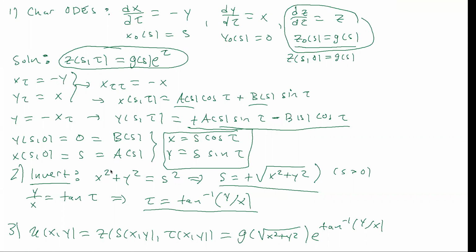Professor, could you explain how you went from x tau tau equals minus x to x and y? This one right here? Yeah. So up here, which step? From there to the next one. How did I go here? Yeah.